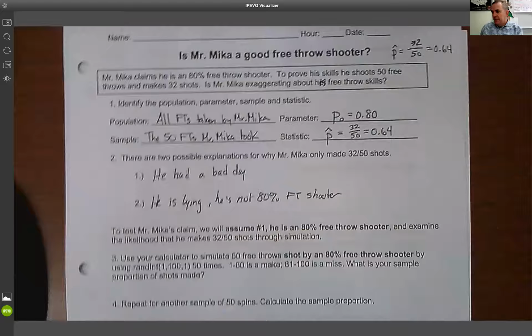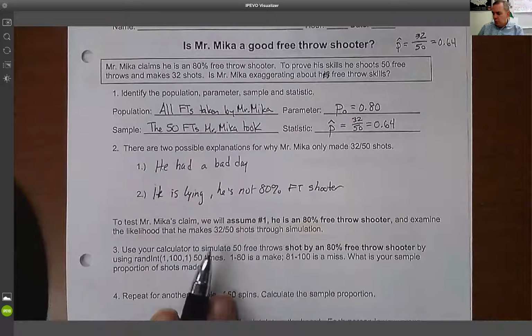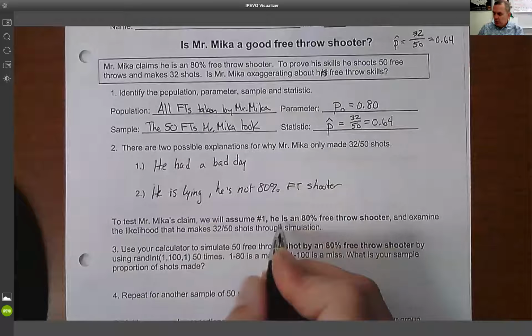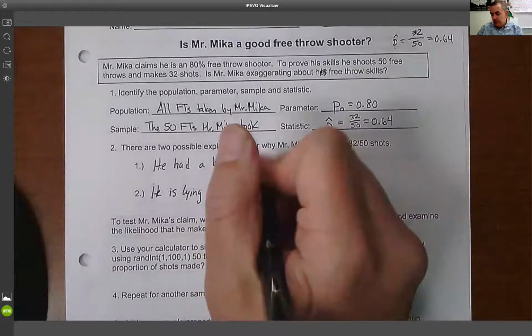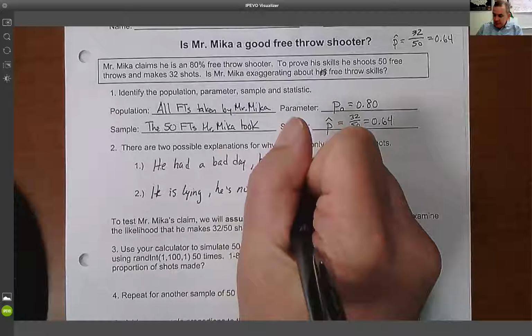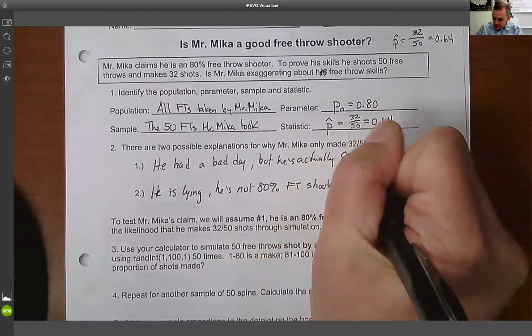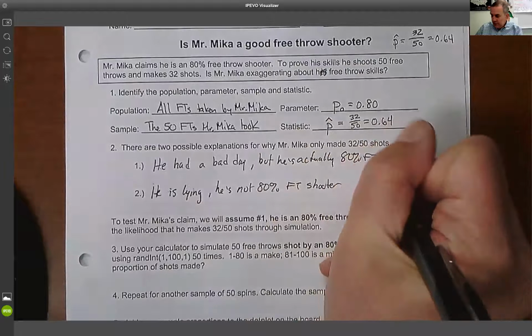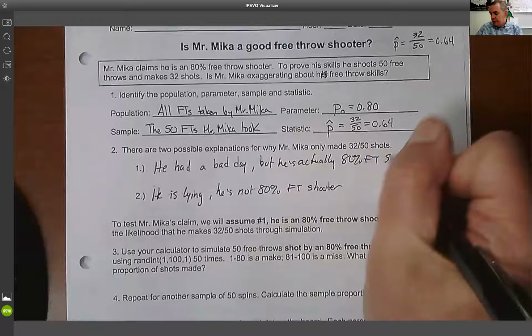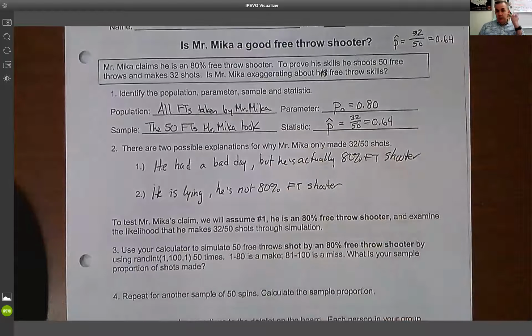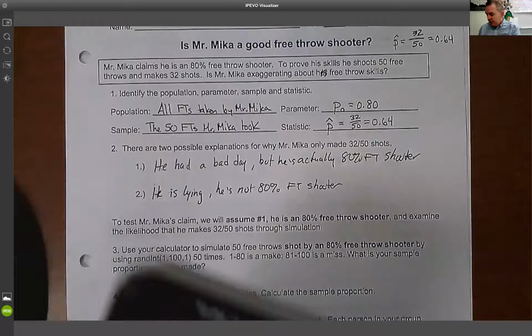So what's going to happen is we're going to go with claim one. We're going to go that he's an 80% free throw shooter. He had a bad day, but he's actually an 80% free throw shooter. So what we're going to do is we're going to grant him his claim, and we're going to go ahead and do our investigation of it.